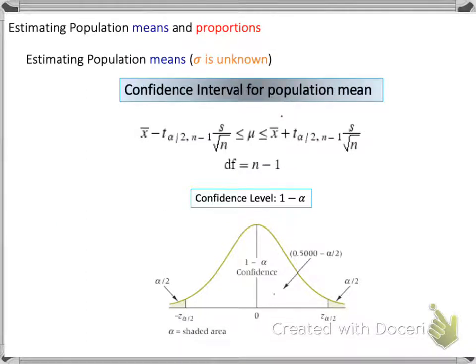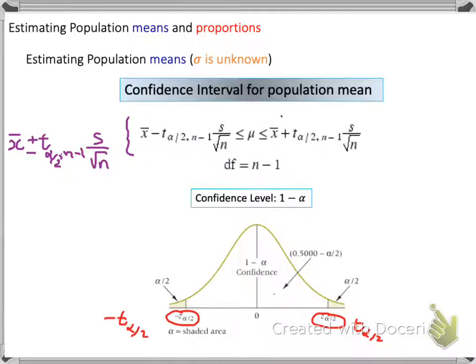Now, the interval I have here, don't be confused by it. It's just this, okay? It's just x bar plus or minus t sub alpha over 2 multiplied by s over root n with a degree of freedom of n minus 1. The difference in the picture in this one and the one we had before is that instead of having z sub alpha over 2, we are going to have t sub alpha over 2. I will show you how to find that. And instead of having negative z sub alpha over 2, we are going to have negative t sub alpha over 2. The confidence level is 1 minus alpha, which is like 90% or 95%, 99%, and so on.